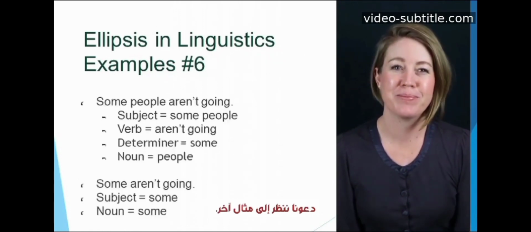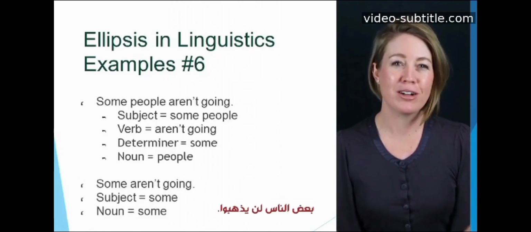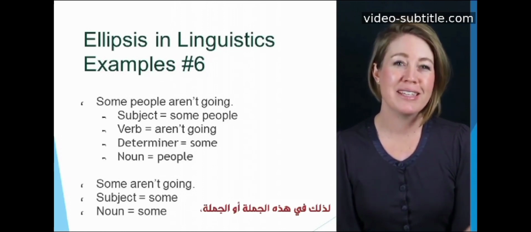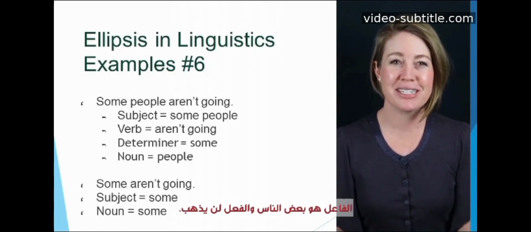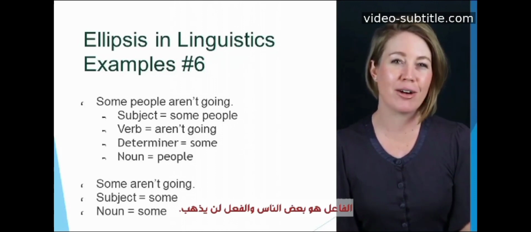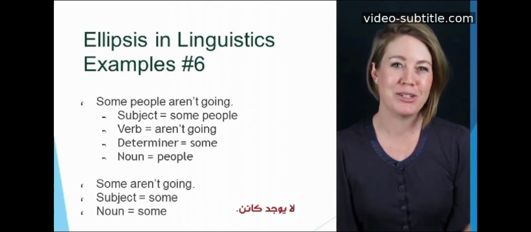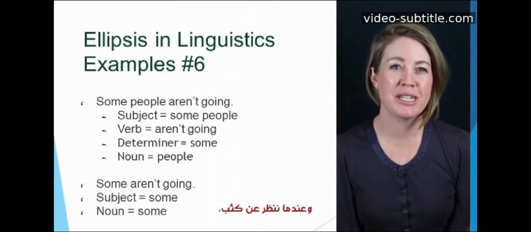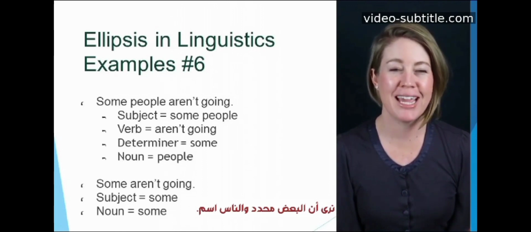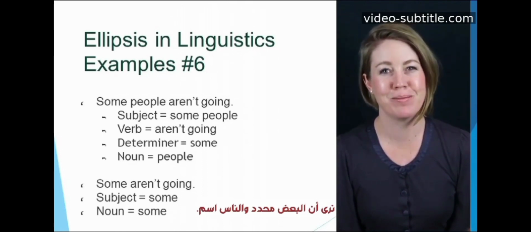You have to see how it's being used in the sentence in order to determine whether that's a noun. Let's look at another example. Some people aren't going. So in this sentence or clause, the subject is some people, and the verb is aren't going. There is no object. And when we look closely, we see that some is a determiner and people is a noun.